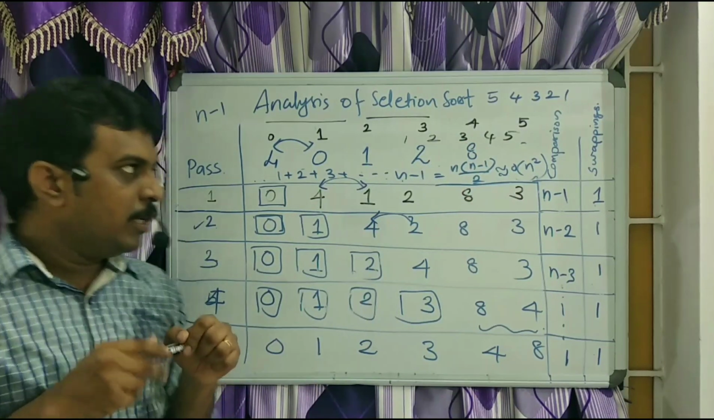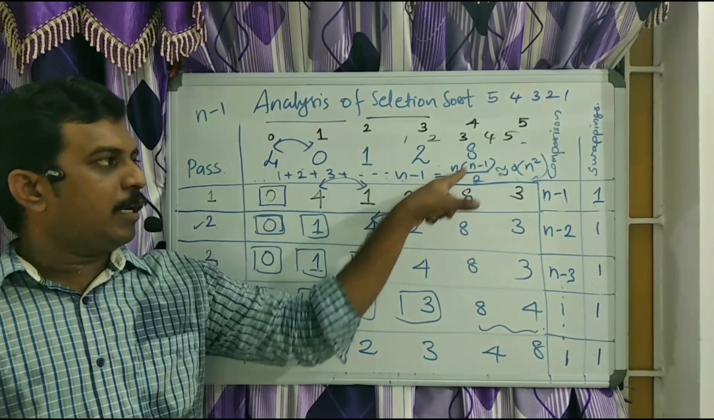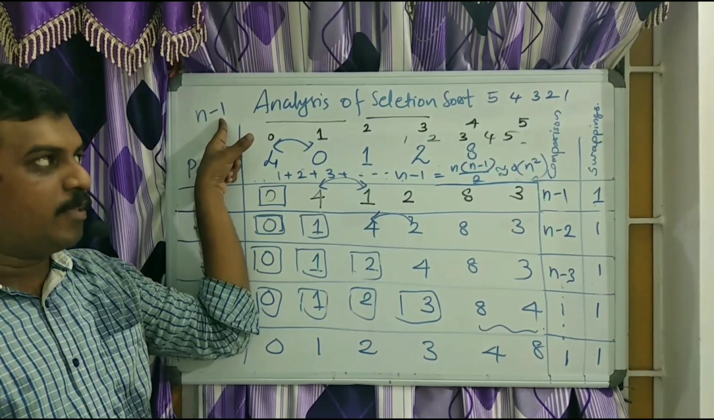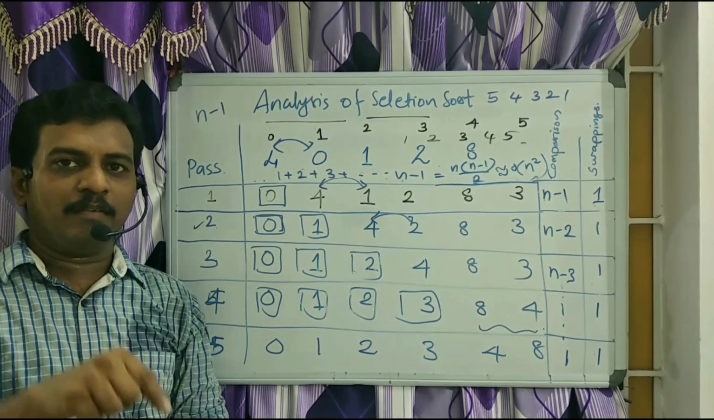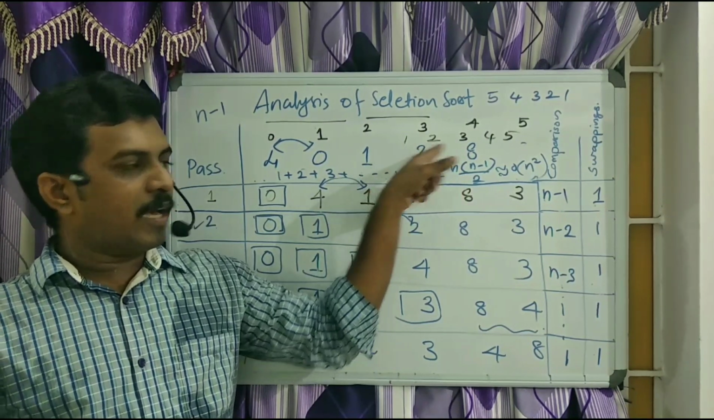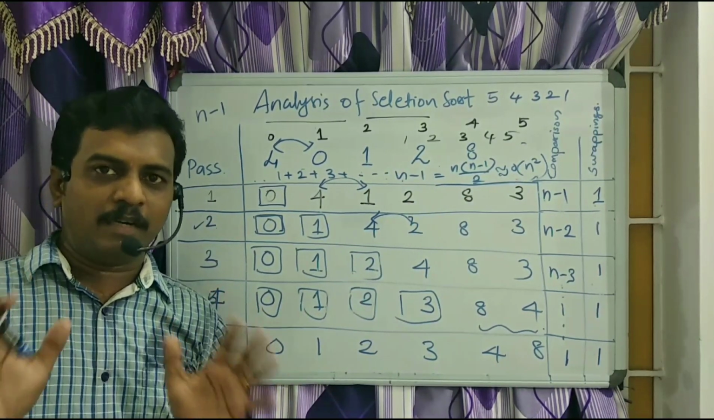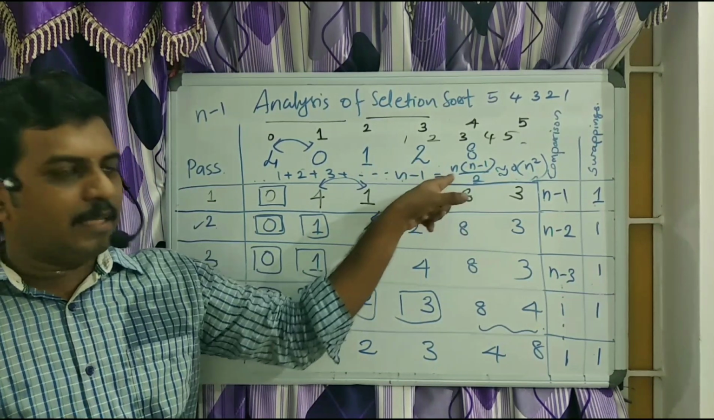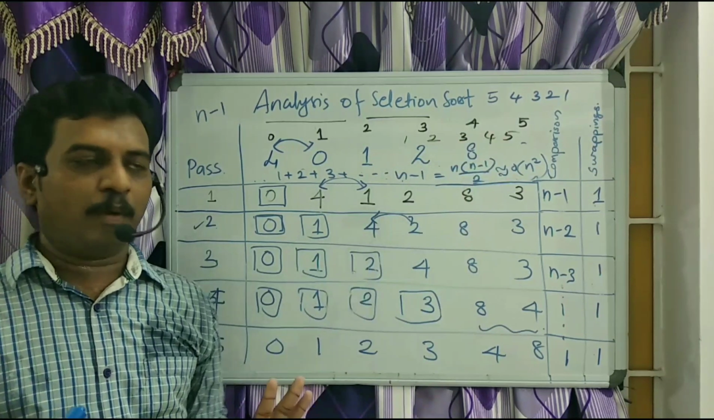So I can conclude the total number of comparisons involved in selection sort is n into n minus 1 by 2. The number of swaps, at most you can have n minus 1 swaps when an array is in reverse order, which means that you need to sort the array in ascending order and it is given in descending order, or vice versa. And the best case occurs when an array is already given in sorted order. If you want to sort in ascending order, the elements are given in ascending order, and vice versa. In that case you will have n into n minus 1 by 2 comparisons and 0 swaps.